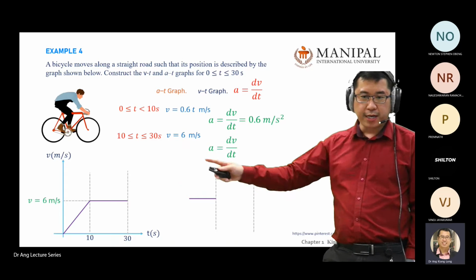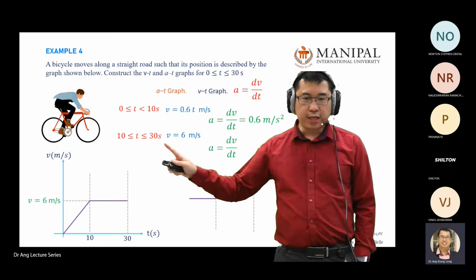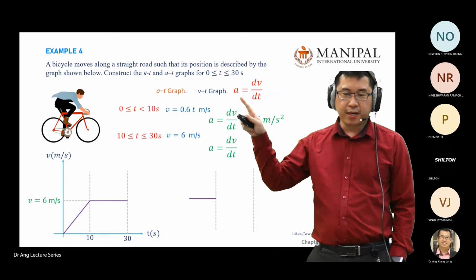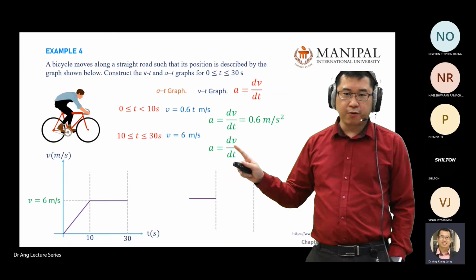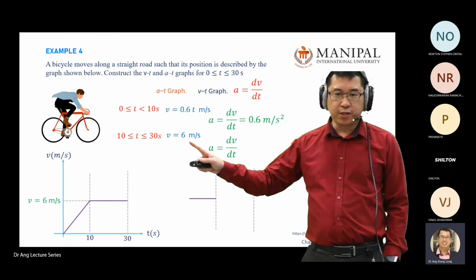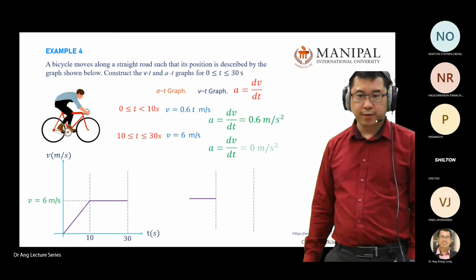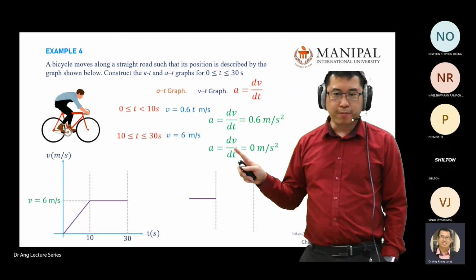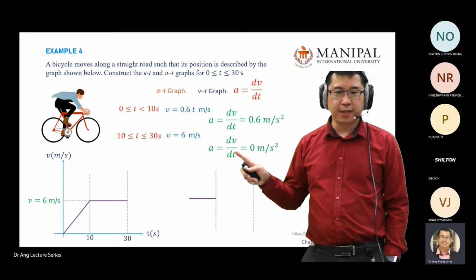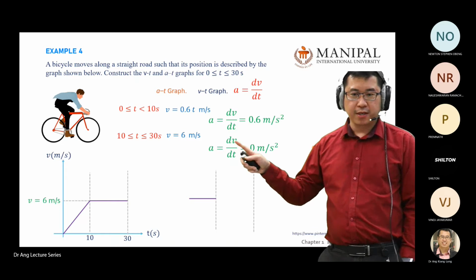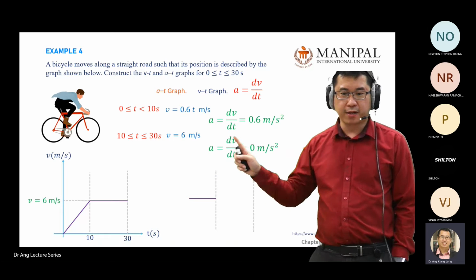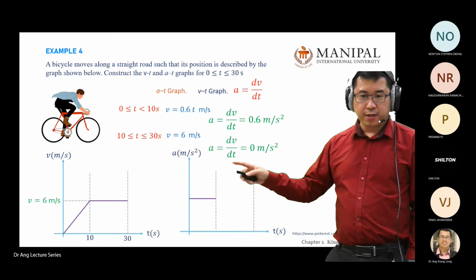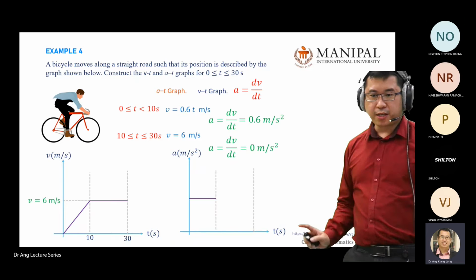And then this one, from 10 to 30, velocity equal to 6 is a constant value. You differentiate to get A using the V information, dV/dt. You differentiate a fixed number, you get 0. If you have a question mark on how to do differentiation, go back to your mathematics class. I assume you already have the basics of differentiation. You have these two pieces of information; plot the graph, giving the A versus T axes.